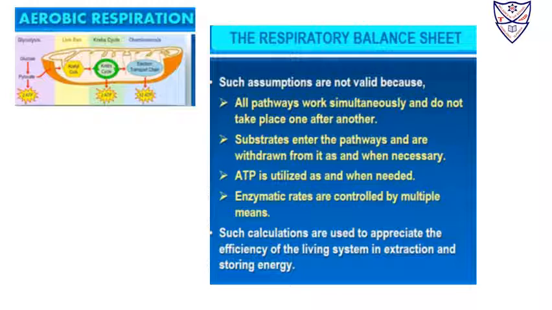Such assumptions are not valid because all pathways work simultaneously and they do not take place one after another. Substrates enter the pathways and are withdrawn from it when the cell requires them. ATP is used when the cells require it. Enzymatic reactions are controlled by multiple means. So such calculations are used to appreciate the efficiency of living systems in extraction and storage of energy. But we need to understand that each cell in our body works according to different situations.